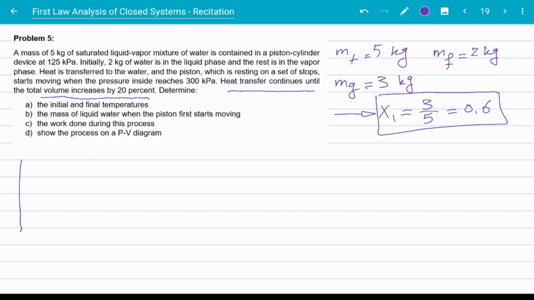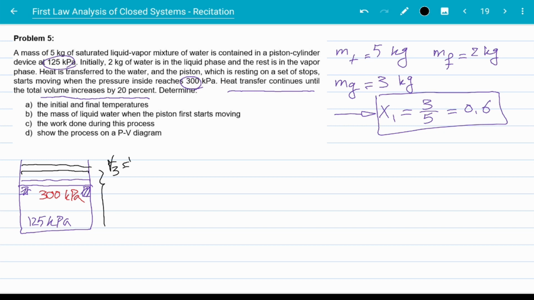Okay, so we have this piston and cylinder. It has a set of stops like this, and the piston initially is resting on these stops, right? So from the initial pressure of 125 kilopascals to a pressure of 300 kilopascals, the entire process is happening at constant volume because the piston is not moving. So let's divide this entire problem into three states. State 1 is the initial state where we have the pressure of 125 kilopascals. State 2 is when the pressure reaches 300 kilopascals. And state 3 is when the piston has moved so that the final volume is 1.2 times the initial volume. So we have state 1, state 2, and state 3, or the final state.